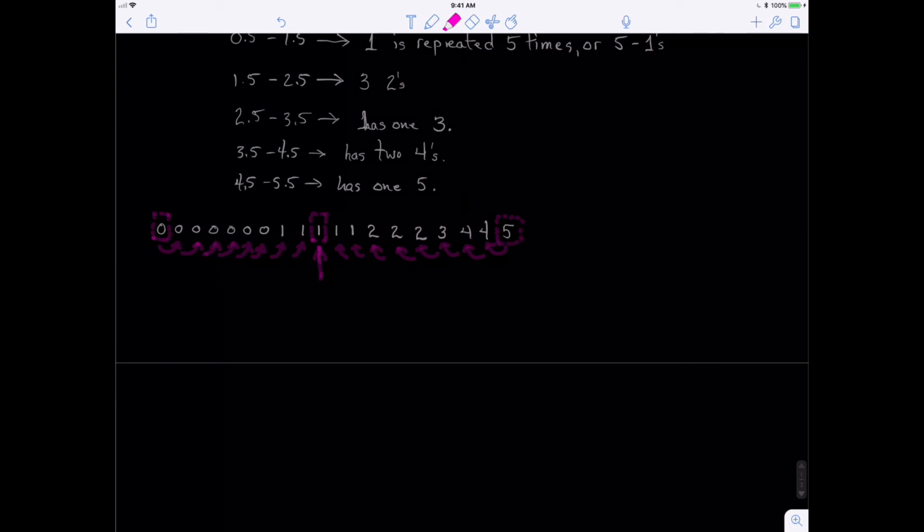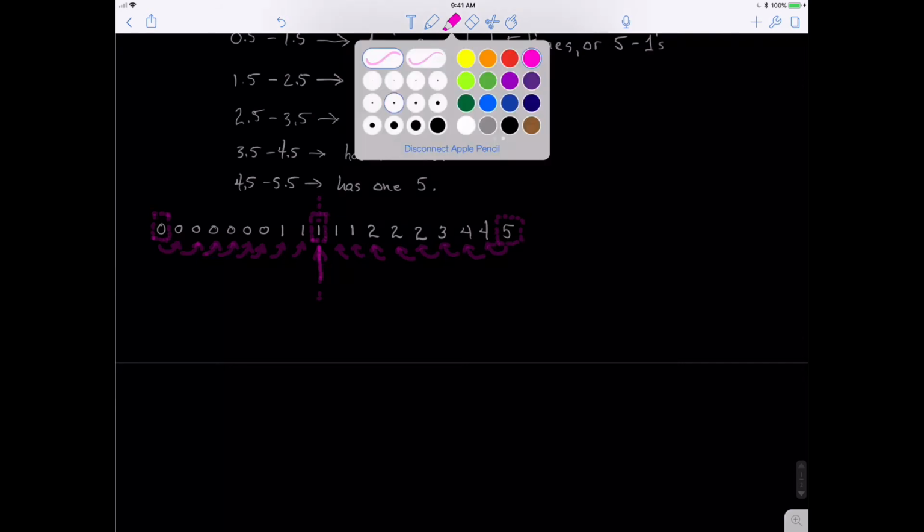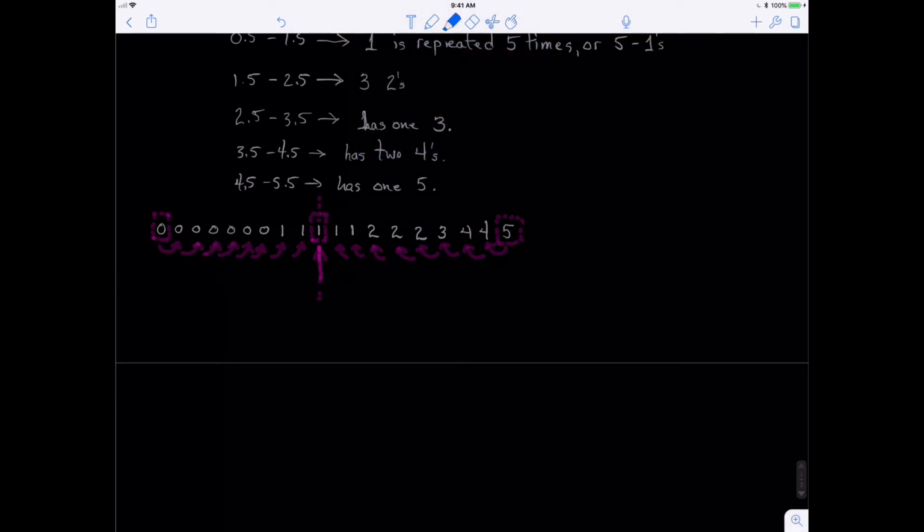So I only need 2 more pieces. I need Q1, the first quartile, and Q3, the third quartile. Now remember, the median divides the data into 2 groups. And we don't include this median in either half. So now let's take another color. How about we try the light blue, and let's see if we can find the median of the lower half.